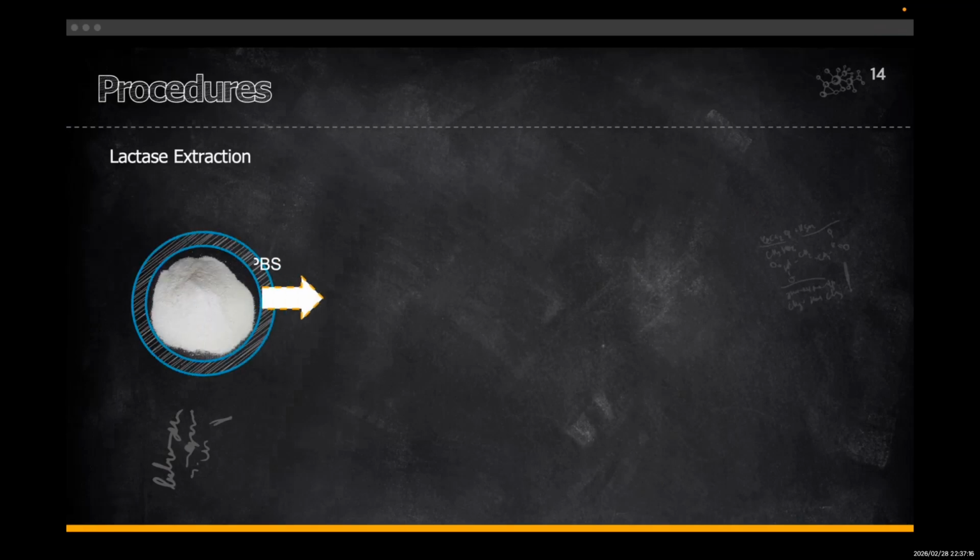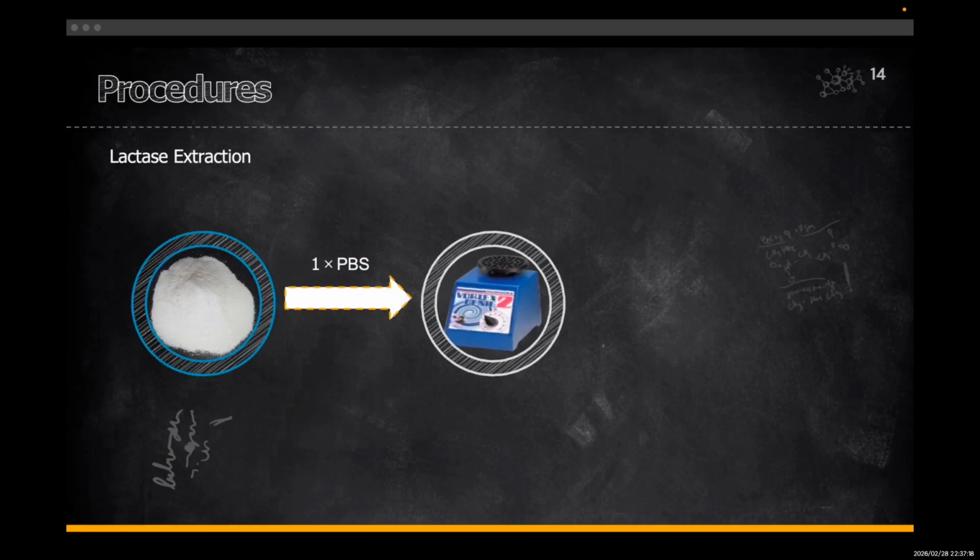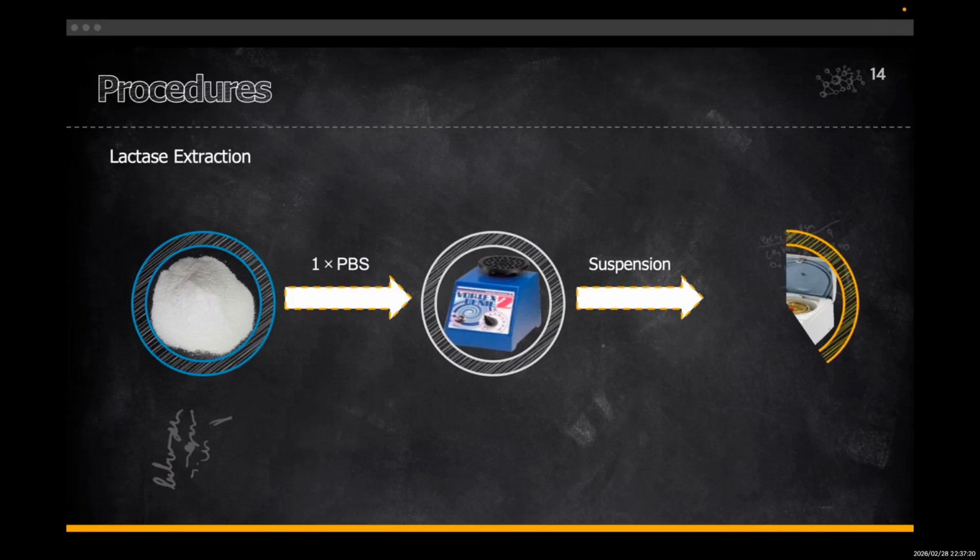Then the powder was transferred to a tube and 10 ml of PBS buffer was added to create a suspension. After vortexing for 1 minute to maximize extraction, we transferred 1 ml of the suspension to each of the two microcentrifuge tubes and centrifuged them at 10,000 rpm for 1 minute. The supernatant we collected was the lactase extract. This step separated the enzyme from insoluble impurities.